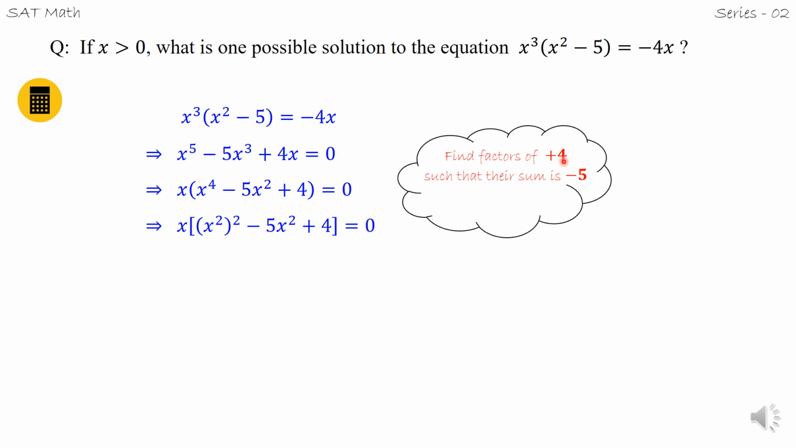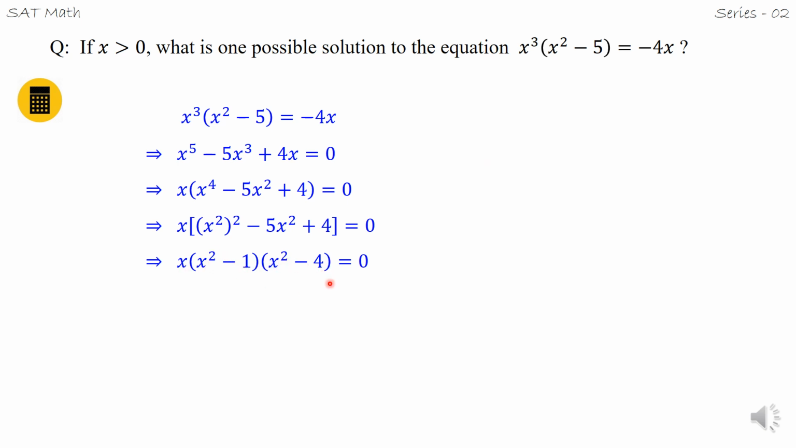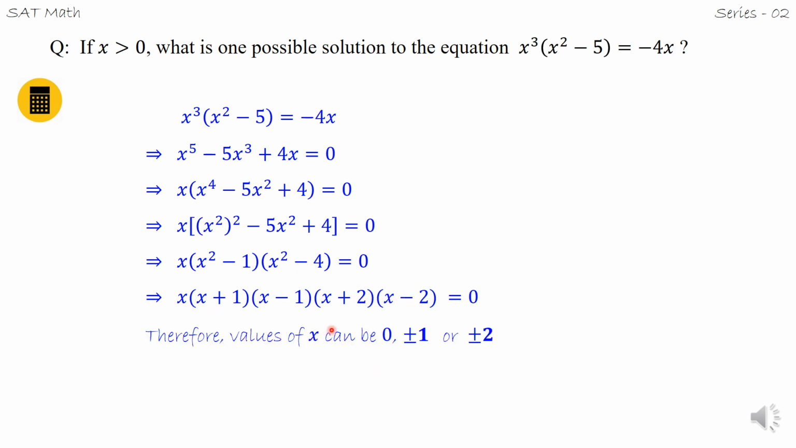So we need to find the factors of plus 4 such that their sum is minus 5, which are minus 1 and minus 4. So it can be rewritten as (x square minus 1) times (x square minus 4). It can even be factorized as x times (x plus 1) times (x minus 1), and you can factorize the other one again. So we can see now the values of x are x equal to 0, minus 1 or plus 1, minus 2 or plus 2.